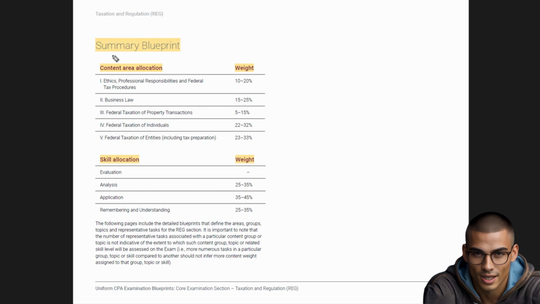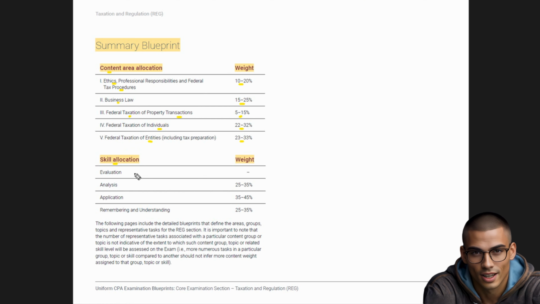So taking a look at a quick summary of what we just went over, the content area and the skill allocation. For the content area, again, we have 5 different content areas for the REG exam, and these are the weights associated with those content areas. Again: ethics, professional responsibility, federal tax procedures, business law, federal taxation of property transactions, federal taxation for individuals, and federal taxation of entities. And the weights associated are 10 to 20%, 15 to 25, 5 to 15, 22 to 32, and 23 to 33.